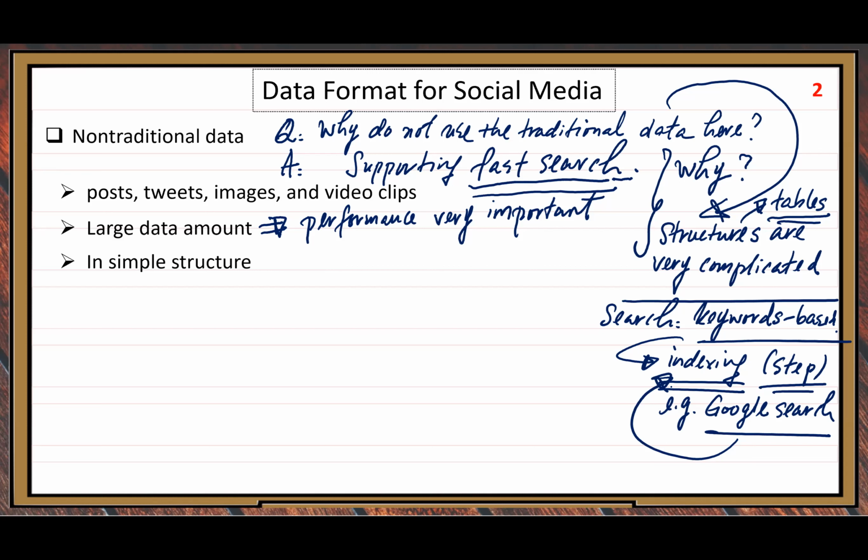But think about social media data. The users want to do the search immediately when the posts and tweets are posted. In other words, they want to skip the indexing step. There is no indexing step. How can you do that? Without the indexing step, how can you still do the fast search?